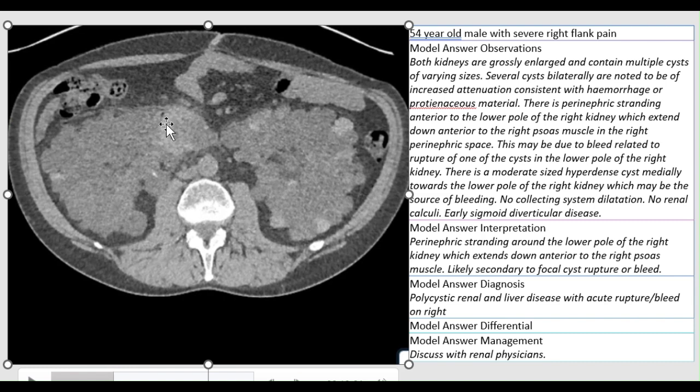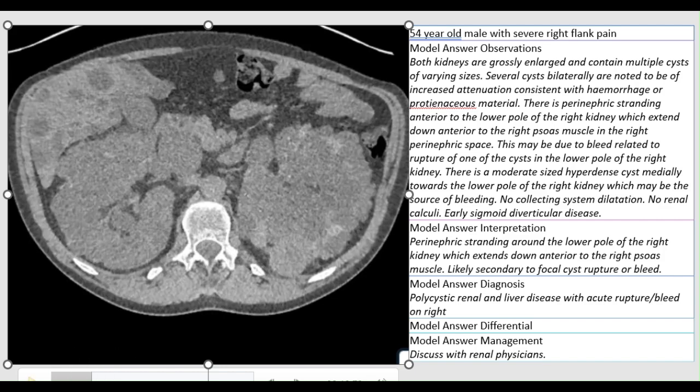Can you see the cyst? There is a moderate sized cyst in the medial aspect of the lower pole of the right kidney, and there are linear hyperdensities extending from this cyst toward the area of the fat stranding.